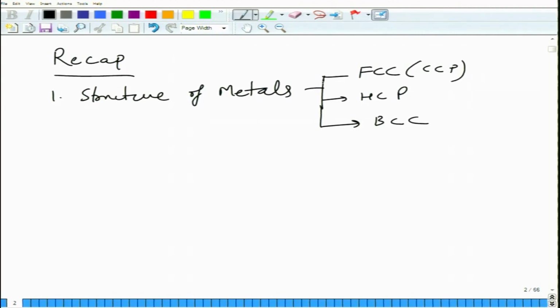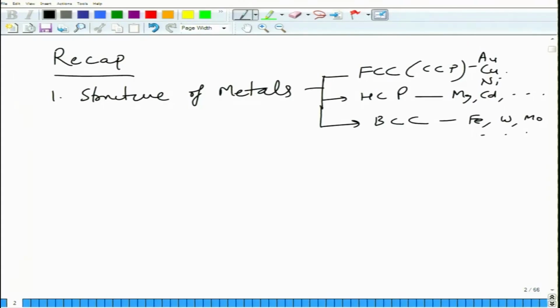Now, FCC based materials were typically things like gold, copper, nickel. HCP based materials are magnesium, cadmium, etc., and then BCC based materials are, for example, titanium, tungsten, molybdenum. All of these are BCC structured materials.